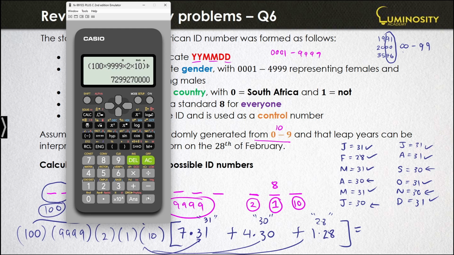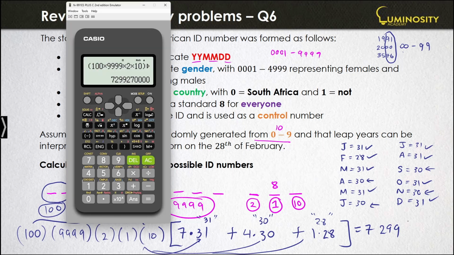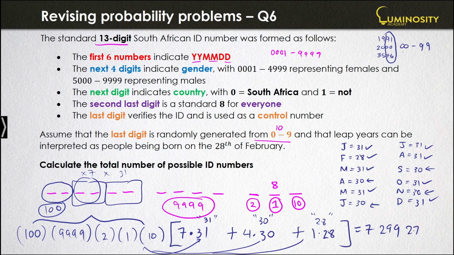So let's press equals. Wow, huge number. That is 7,299,270,000. And let's just go back there and check the last few numbers again. 7,299,270,000.